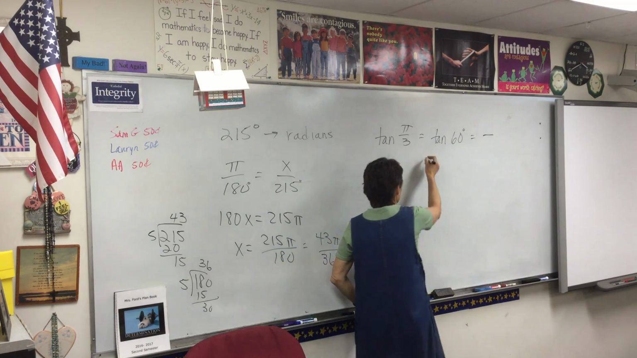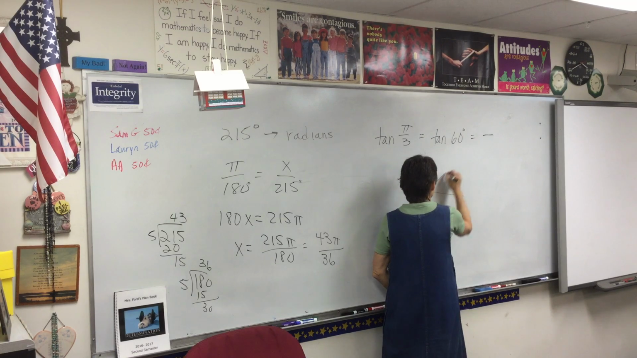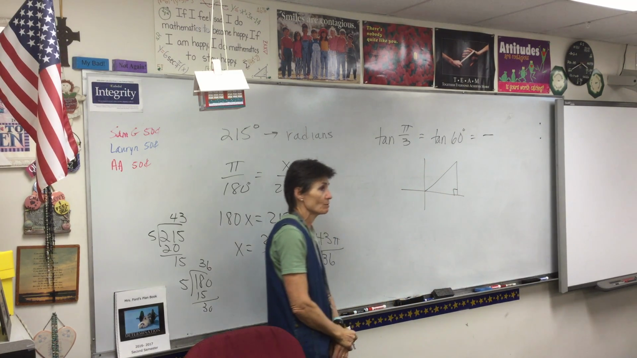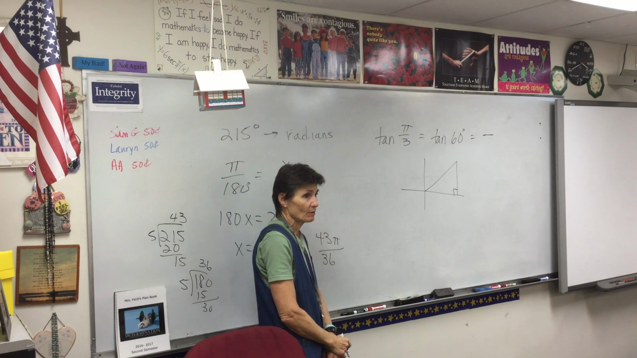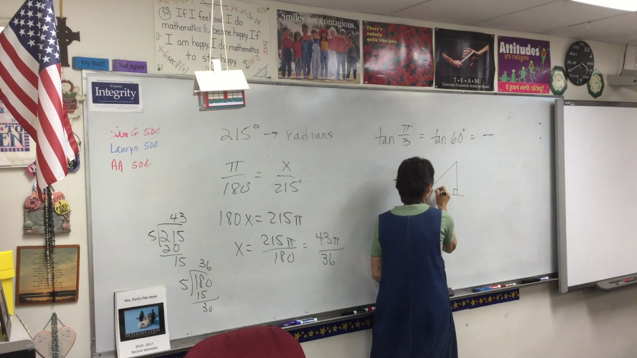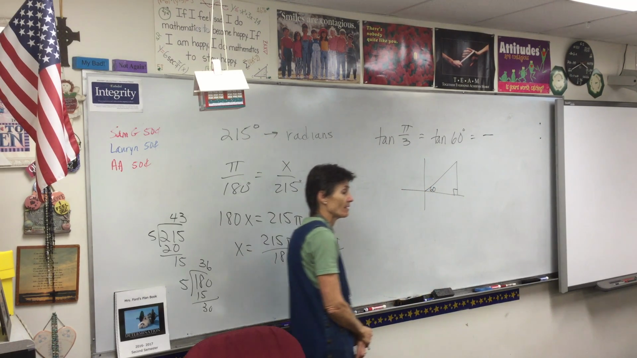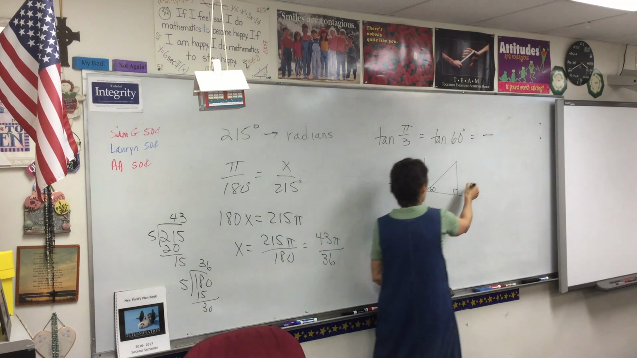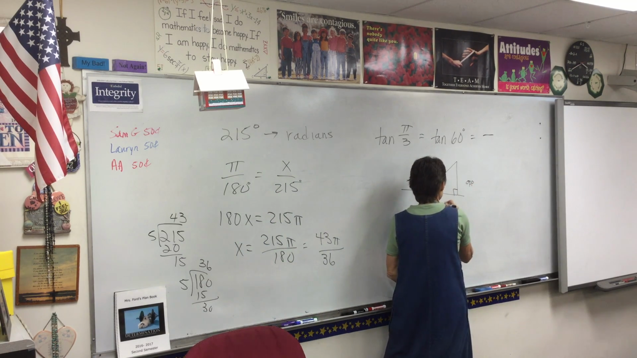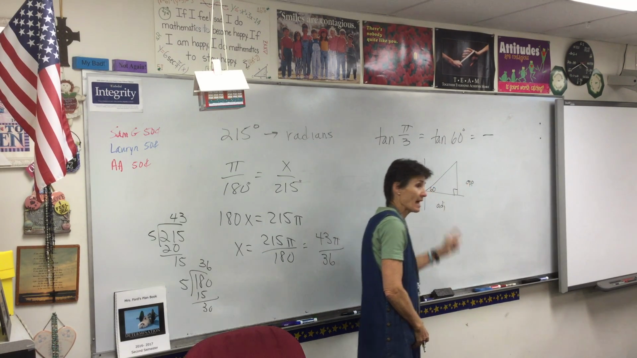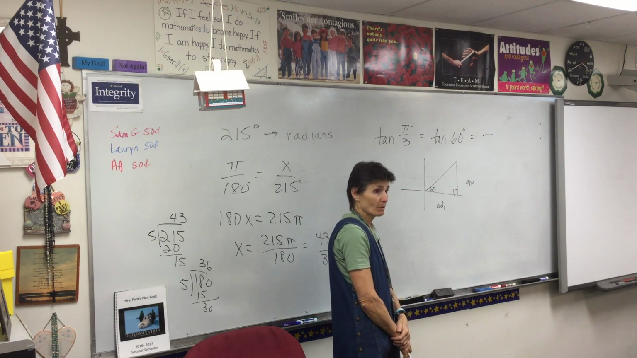I draw a picture, and I set my triangle right there on the axis system, just like that. Remember from the other day? And the angle always goes here at the origin, so I'm going to put the 60 right there, which makes this the opposite and this the adjacent, right? Yes. So my answer is going to be that over that.